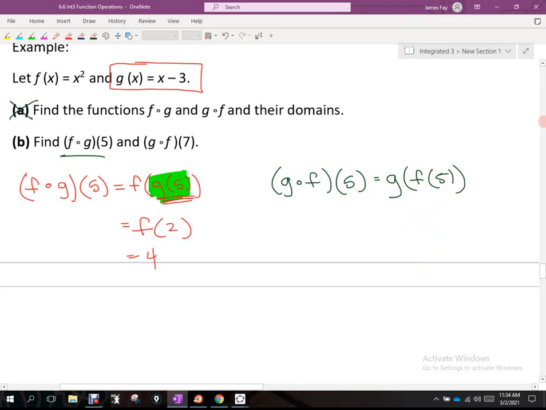So now what do I do first? I'm going to go to the what function? I'm going to go to the g function or the f function? I'm going to go to the f function, and what am I going to plug into the f function? That tells you what to plug in, right? Okay, so we go to the f function, I'm going to plug in 5. What do I get when I plug in 5 right there? 25, right? So now I'm going to replace this thing here with what it was equal to. It was equal to 25.